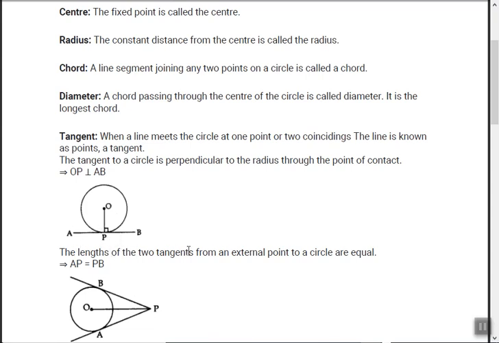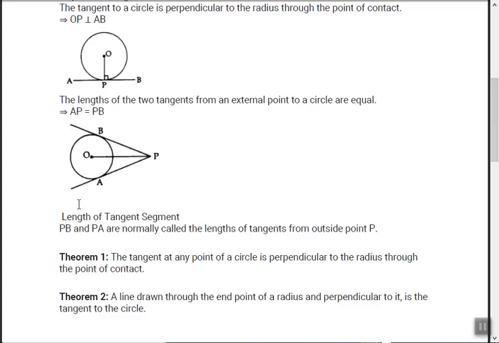The lengths of 2 tangents from an external point to a circle are equal. So this is also a theorem. We'll see it at the end also. See, this is an external point P and this is the circle, and A and B are 2 points. So PB and PA are drawn. So PA will always be equal to PB. PA and PB are the 2 tangents drawn from the same external point.